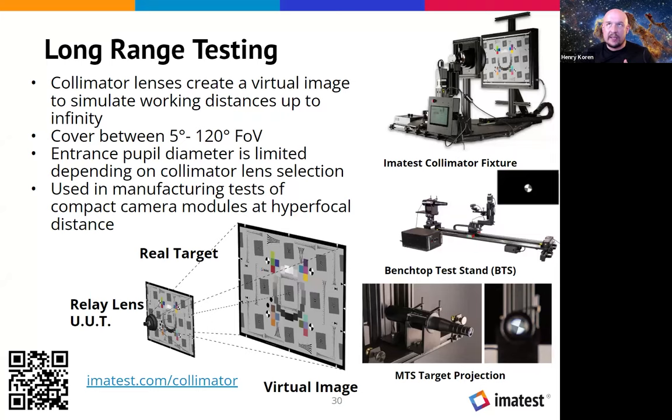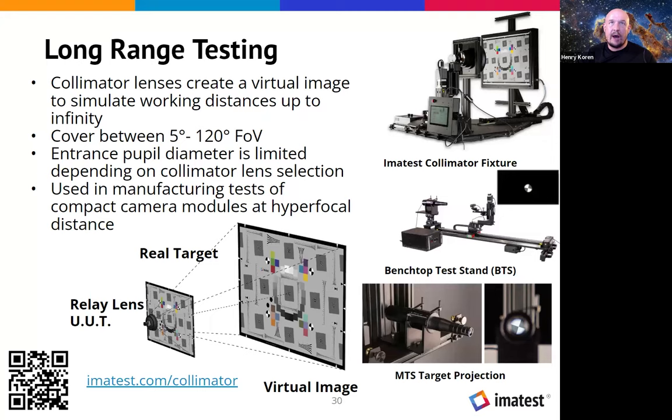Also for remote sensing and drones, you may want to test them at long range, which is where you're using them. So the collimator lenses create a virtual image to simulate working distances up to infinity. Just the lenses themselves can cover between 5 to 120 degrees field of view. The entrance pupil diameter is limited depending on the collimator lens selection.